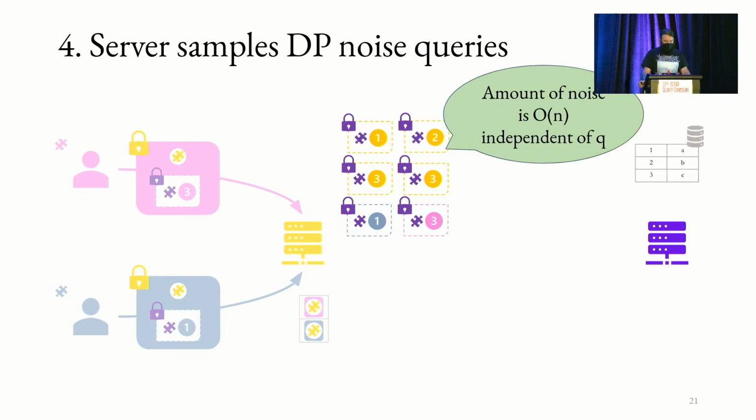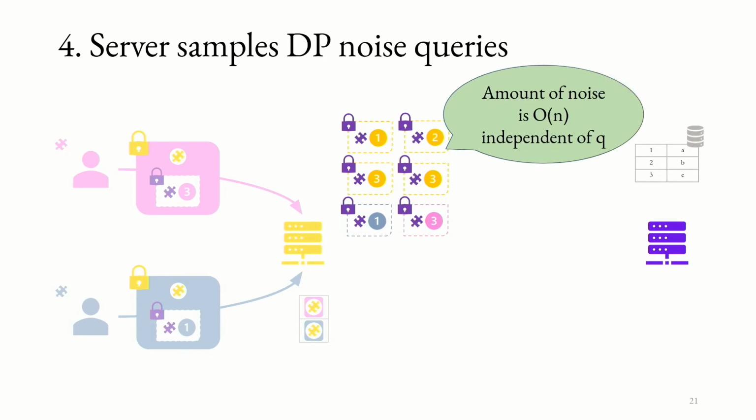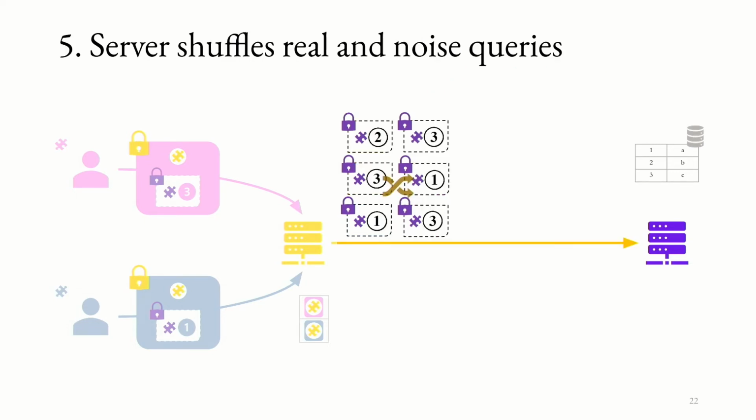Note that the amount of noise we add here is linear in the size of the database. It's independent of the number of input queries and users. This is important because it means that the noise becomes relatively smaller in applications with many queries, and thus amortizes to a small constant overhead per query. Then the server shuffles all these queries together, and this hides and conceals which of the queries are noise, which of them are real. And the server sends this shuffled result to the next server.